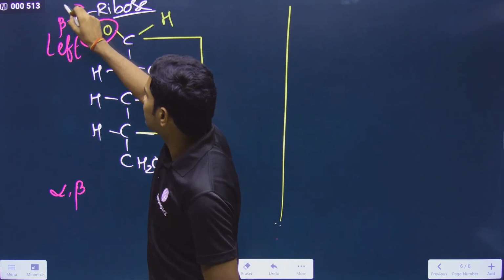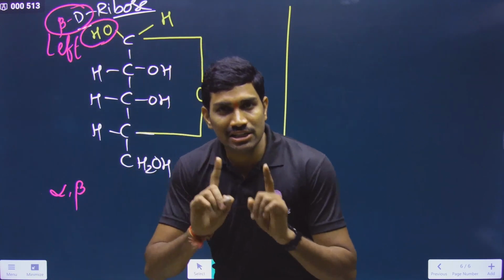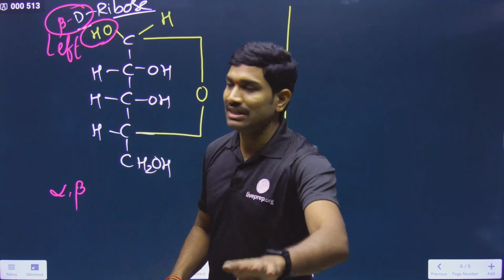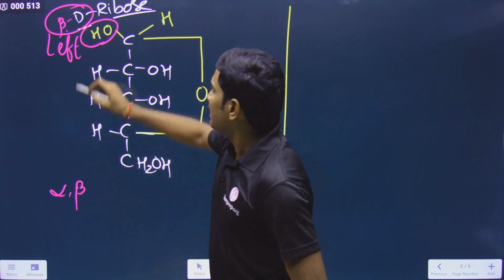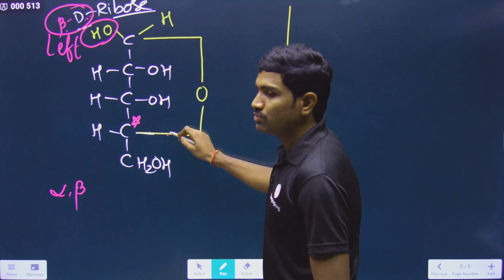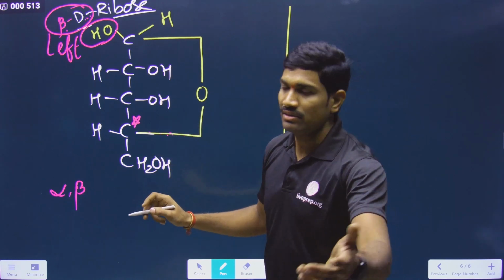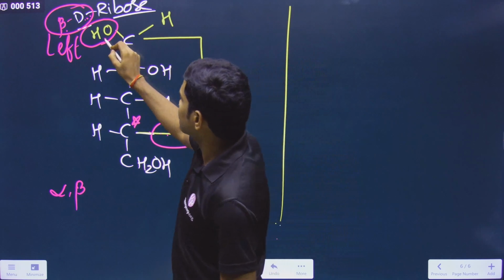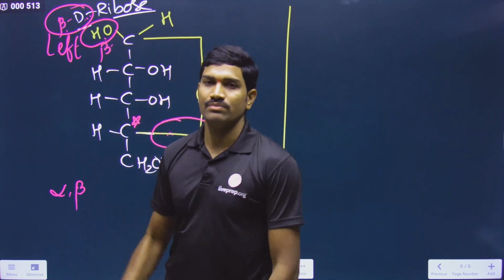It is always beta capital D. Why is it beta? On the carbonyl carbon, OH is present on the left side. That's why it is beta. And why is it capital D? Because on the last chiral carbon, OH is originally present on the right side. So here it is the right side, so that's why it is capital D. Here it is the left side, that's why it is the beta form.